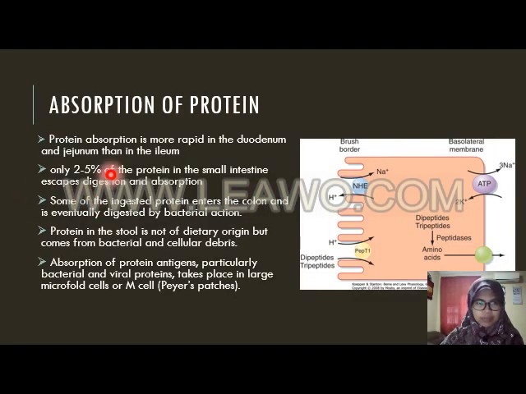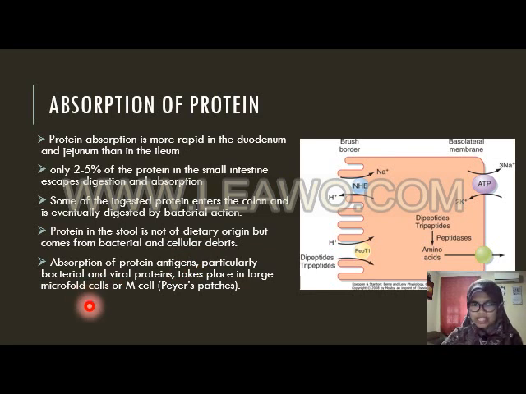And how is protein absorbed from the lumen into the intestinal cells? Imagine this is the lumen where the protein digestion is taking place. Protein absorption is more rapid in the duodenum and jejunum compared to the ileum. Only about 2 to 5% of the protein in the small intestine escapes digestion and absorption, meaning that the majority, about 95 to 98% of protein ingested, will be absorbed in the small intestine and further on to the capillaries. Some of the ingested proteins enter the colon and are eventually digested by bacterial action. And protein in the stool is not of dietary origin; it comes from bacterial and cellular debris.